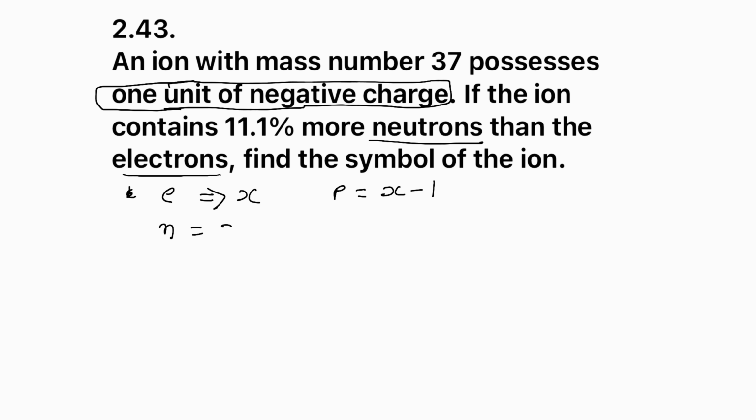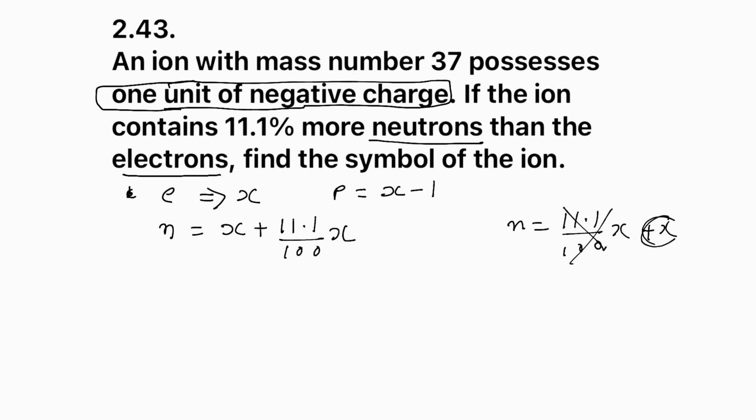So the number of neutrons is what? x plus 11.1 percent of x. Don't write neutron is equal to 11.1 by 100x. No. Plus x, okay. Common mistake. You have to add plus x. Keep that point in your mind. It's a common mistake.